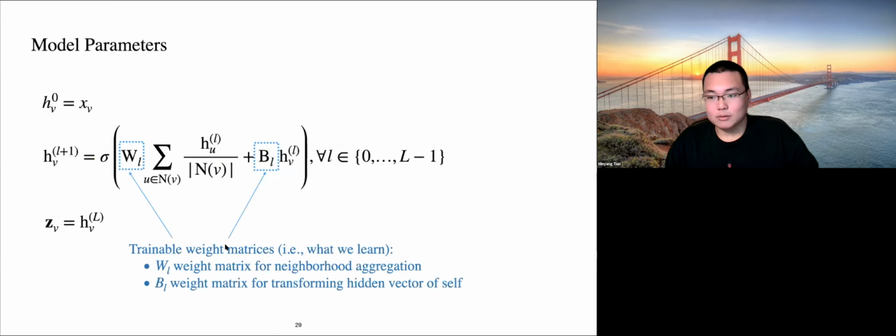The W_l and B_l are the trainable weight matrices, or what we want to learn. W_l is the weight matrix for neighbor aggregation, and B_l is the weight matrix for transforming the hidden vector itself.